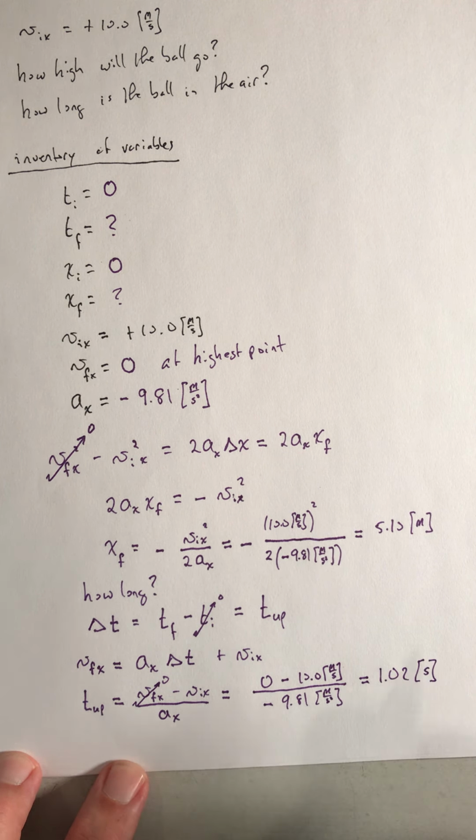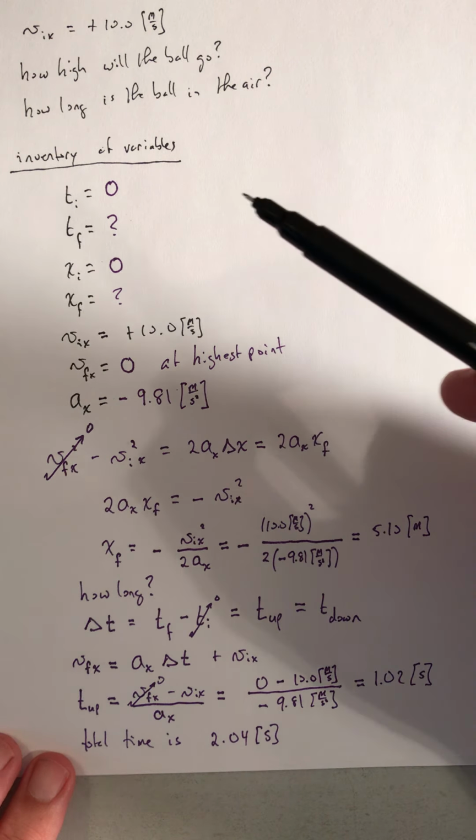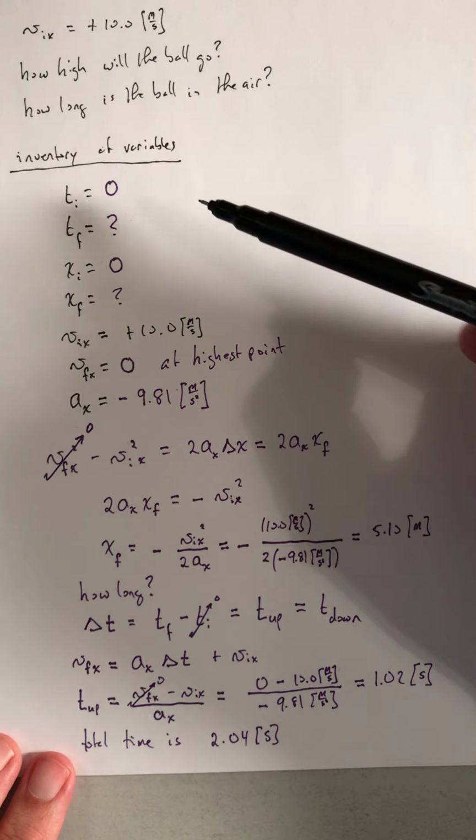So there we have it. We know how high the ball is going to go. We know how long it's in the air. And we've filled in everything in our inventory.